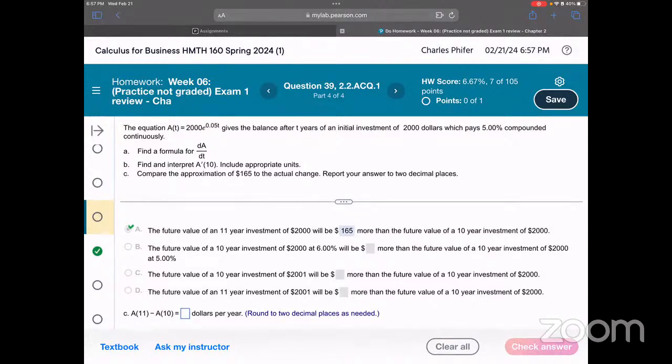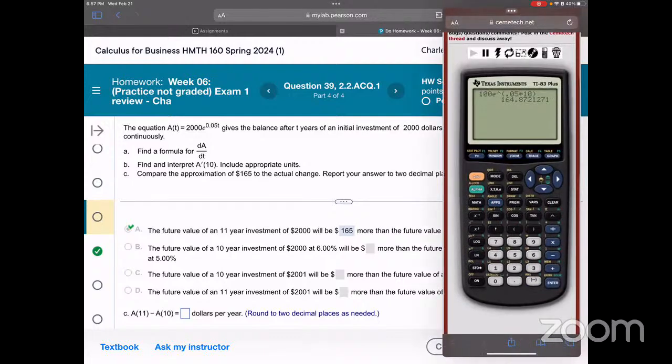So then, if we say A of 11 minus A of 10, we just put 11 into the original, put 10 into the original, and subtract those results. I think we can do that here. I'm going to clear this out. I'm going to put 2,000 e to the power of 0.05 times t. Okay, that looks good. This is probably going to be the last one because I got to get going.